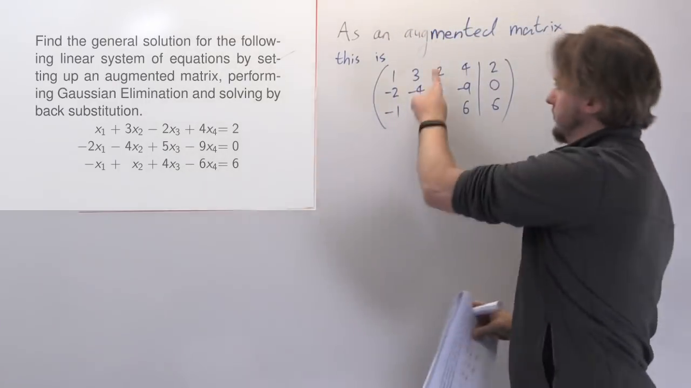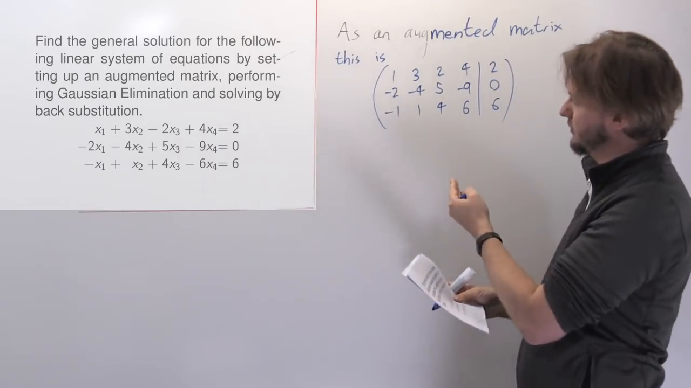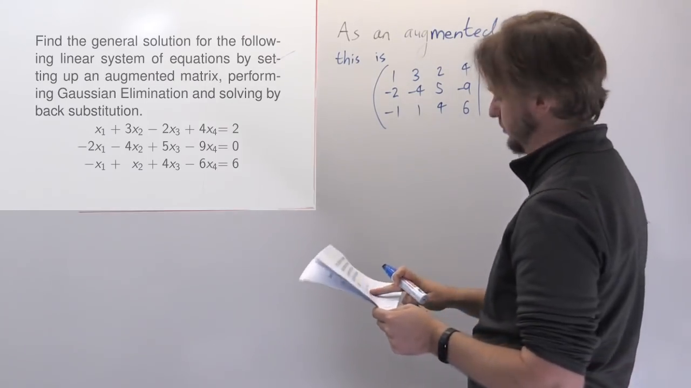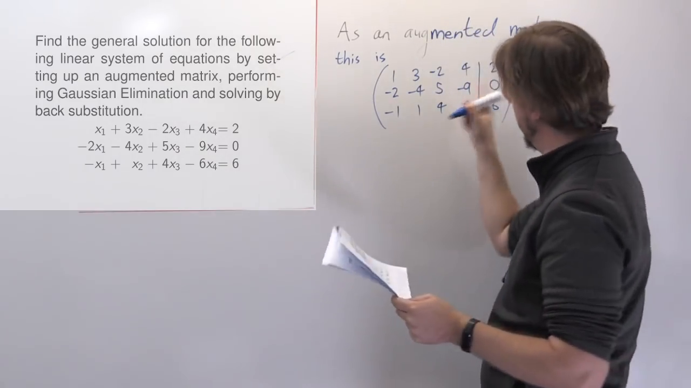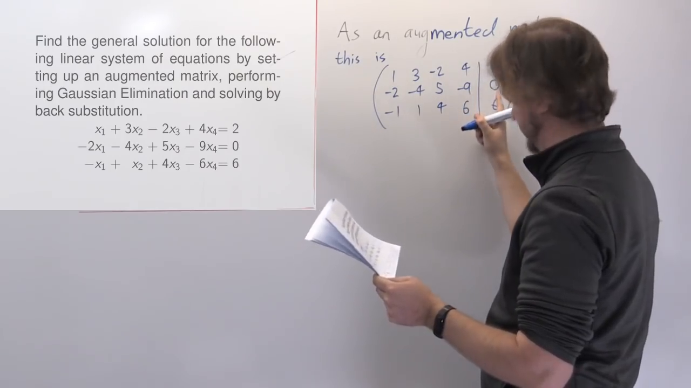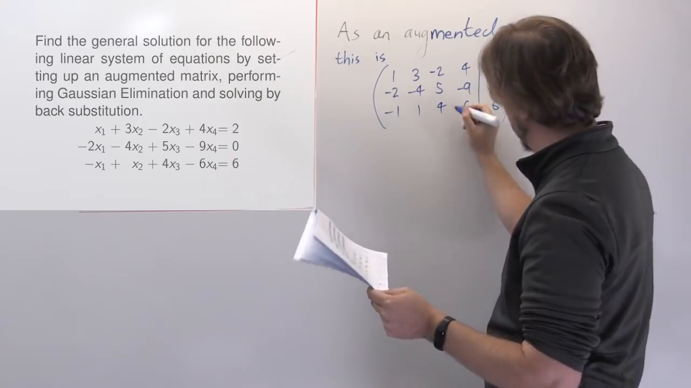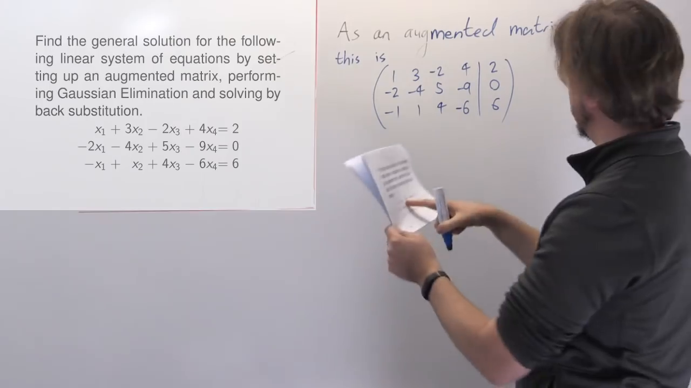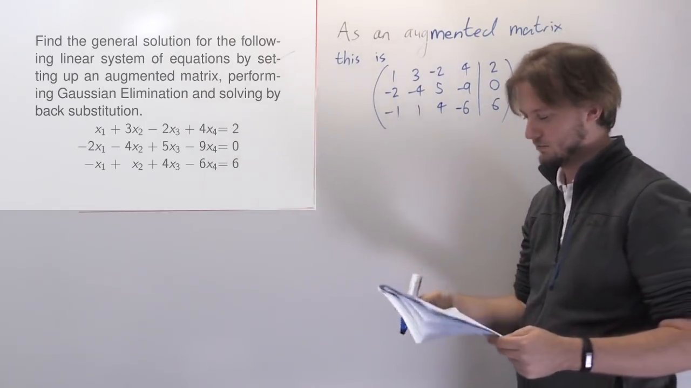Alright, so the first thing I should do here is actually look at the question again and make sure I'm solving the right problem. So according to this, the coefficients are 1, 3, minus 2, and I can see I have, in my haste, made an error. 4, 2, yes. Minus 2, 4, 5, minus 9, 0, yes. Minus 1, 1, 4, minus 6, and 6. So let me just double check all the placement of the minus signs. Minus, minus, minus, minus, minus, yes. So this is now the correct problem to solve.